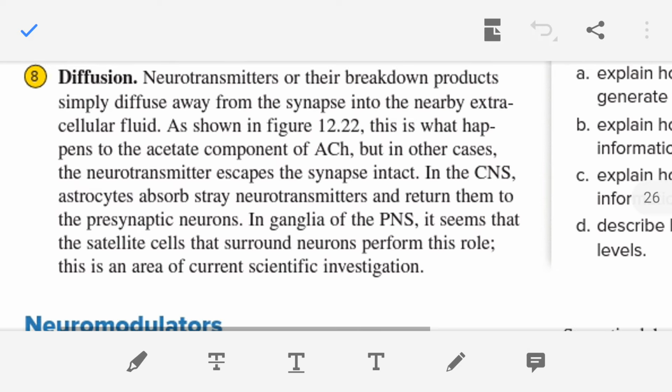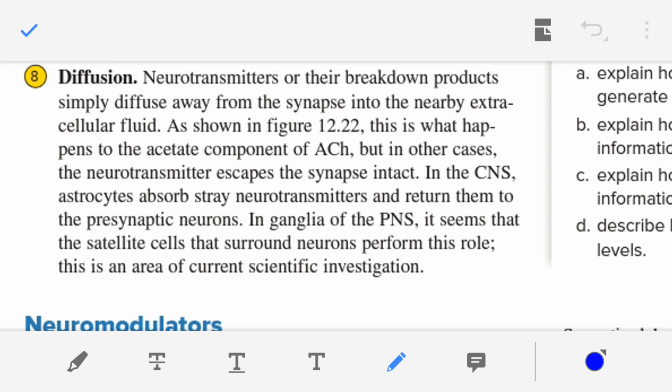In case of the PNS, in the ganglia of the PNS, the satellite cells surrounding the neuron perform this role. This role means they take up the neurotransmitter, and then send it back into the presynaptic neuron.